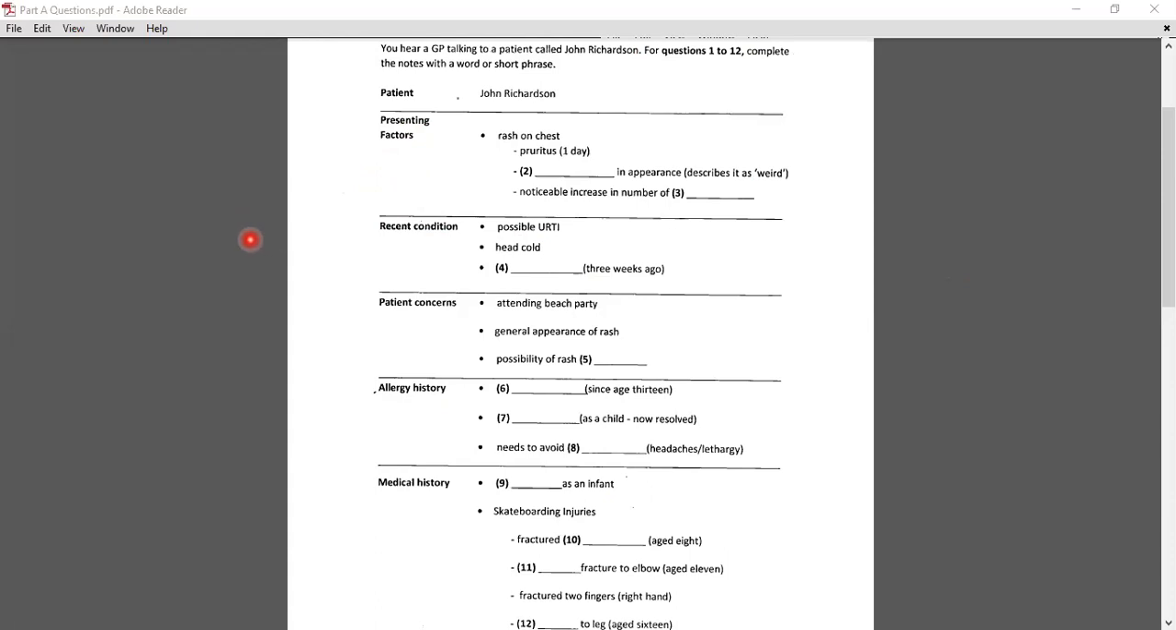Then we were looking for increase in something, right? So he explained that there are a lot of spots coming up, he said. Obviously, he did not use the exact word increase. Then nosebleed, spreading. We were expecting a verb there for rash, so that's spreading.